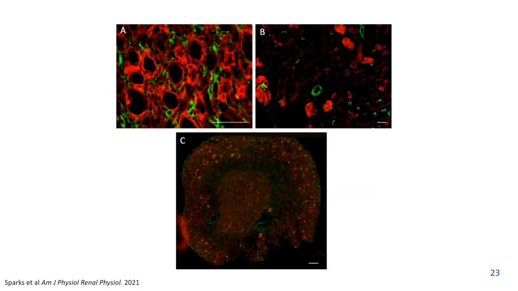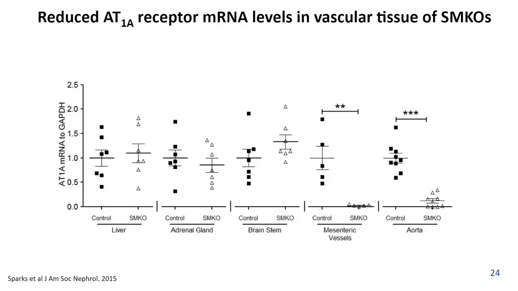These are just more examples. This is the inner medulla. This is, again, inside the cortex. You can see all the vessels here, and then this is a blown-out view of the kidney. So you can see lack of expression in the tubules, but you have plenty of expression all throughout the vascular structures. The next step is to see, all right, well, do we knock out our receptor?